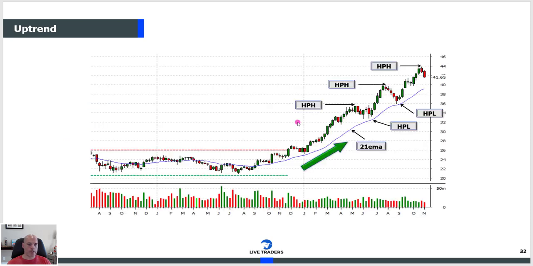Okay, uptrend. Higher highs, higher lows, higher highs, higher lows, higher highs, higher lows. That's an uptrend. HPH, higher pivot high. HPL, higher pivot low. All right? The stock is putting in higher pivot highs and higher pivot lows. Now, what is important about me commenting on this? What's important about this is you will never, N-E-V-E-R, never, ever, ever short this trend.